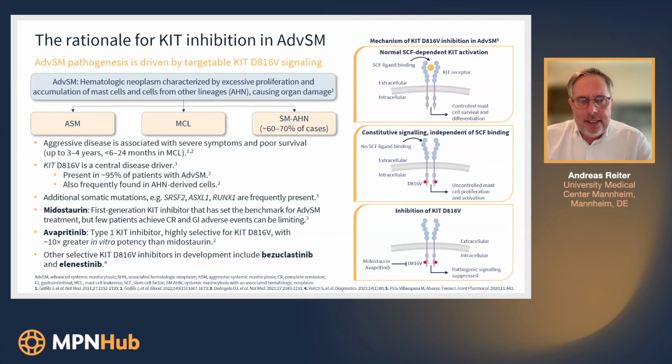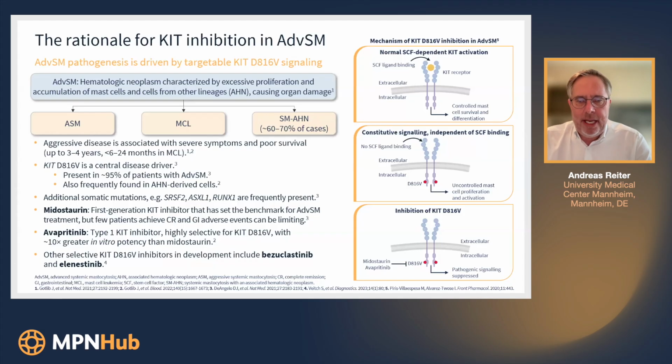So advanced systemic mastocytosis has three subtypes. This is aggressive systemic mastocytosis, which is basically defined by organ damage, defined as C findings. This is anemia, thrombocytopenia, liver dysfunction. Then we have mast cell leukemia. Mast cell leukemia is a disease which can really look like acute myeloid leukemia with 90% bone marrow infiltration by immature mast cells, and very important, SM-AHN. And this is about 60 to 70% of cases.